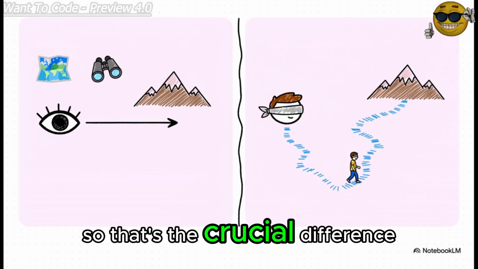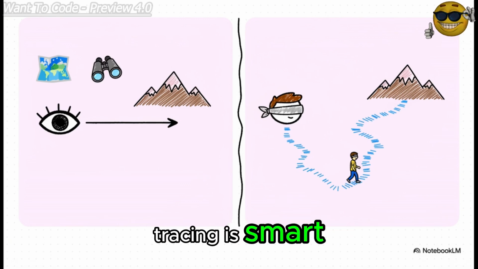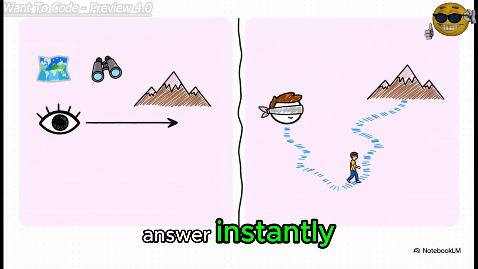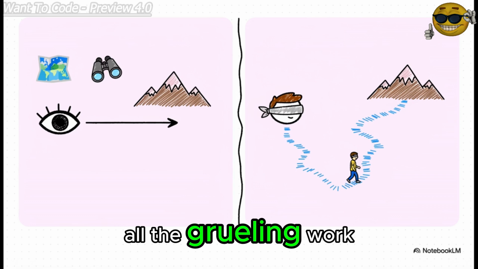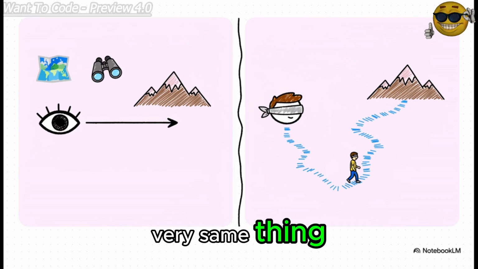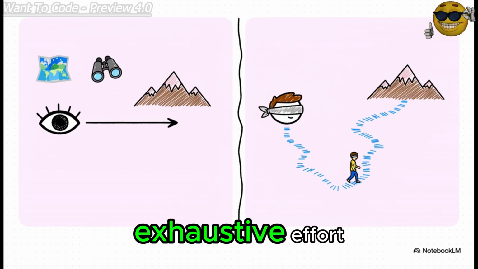So that's the crucial difference right there. It's the whole approach. Ray tracing is smart. It uses tools and hardware shortcuts to basically know the answer instantly. Raymarching has to do all the grueling work, step by painstaking step, just to find out the very same thing. One is all about cleverness and efficiency, the other is just raw, exhaustive effort.